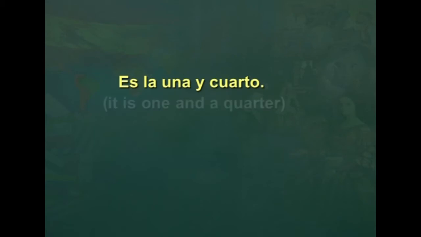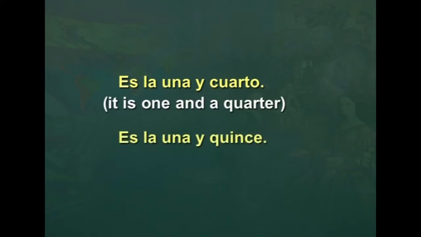If it is 15 minutes past 1, we say es la 1:15, or we say es la 1 y cuarto. Now, if it is 2:30, we say son las 2:30. When it is past the half hour, Spanish speakers will go to the next hour and subtract the time left to reach the next hour.